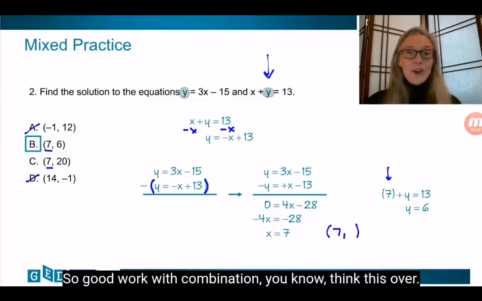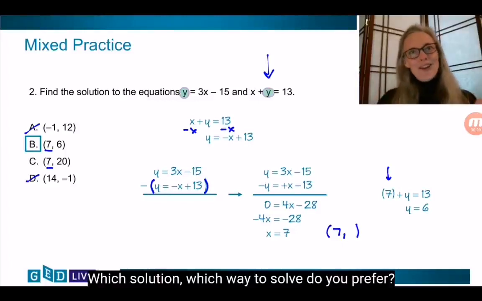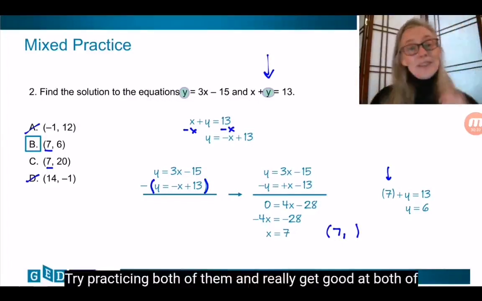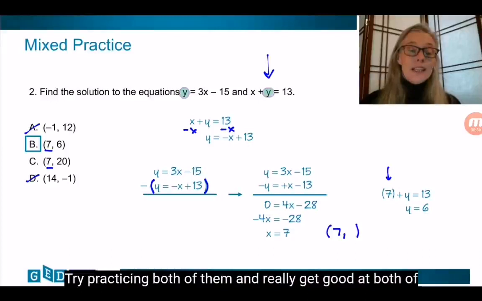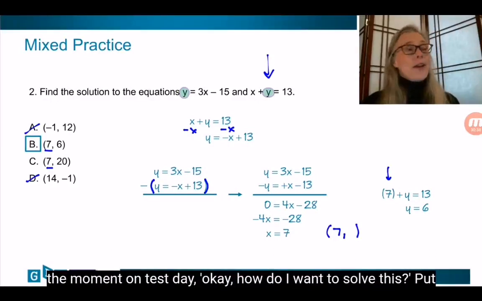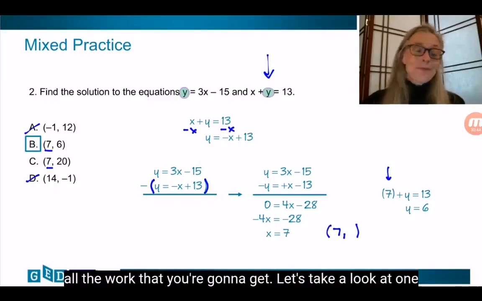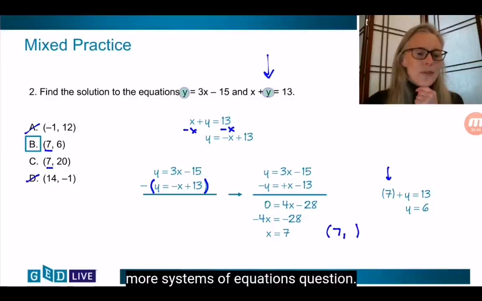So good work with combination. You know, think this over. Which way to solve do you prefer? Try practicing both of them and really get good at both of them so that you're ready to just think on the spur of the moment on test day, okay, how do I want to solve this? Put yourself in control of this test and of the processes and of all the work that you're going to do. Let's take a look at one more systems of equations question.